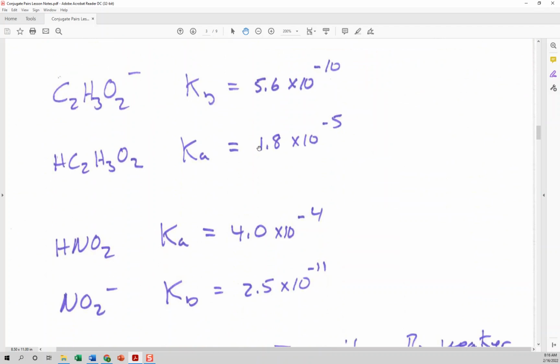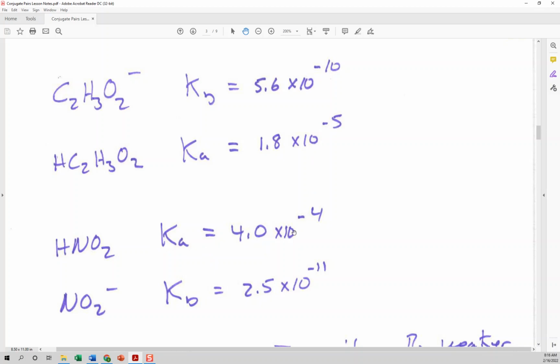All right, so let's look. Here are conjugate pairs: acetic acid and acetate. Here's the Ka for acetic acid. Here's the Kb for acetate. And then let's look at these two. These are conjugate pairs. So here is the Ka for nitrous acid, and here's the Kb for nitrite, its conjugate base. What I want you to notice is, of these two acids, the nitrous acid is going to be a little bit stronger because it has a higher Ka, 10 to the negative 4 versus 10 to the negative 5.